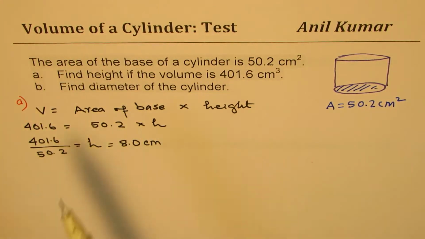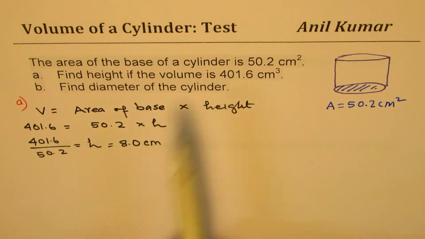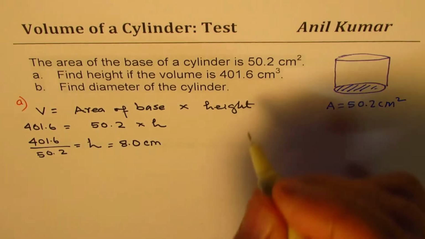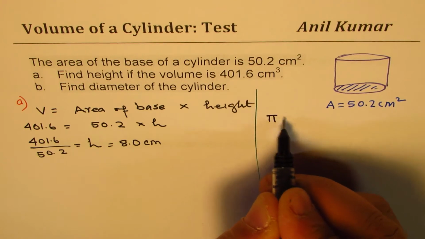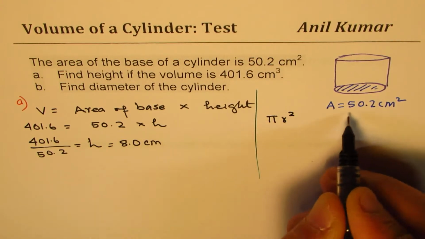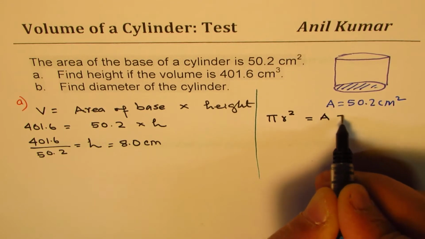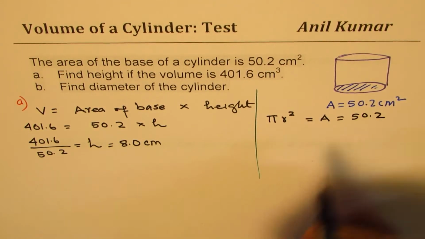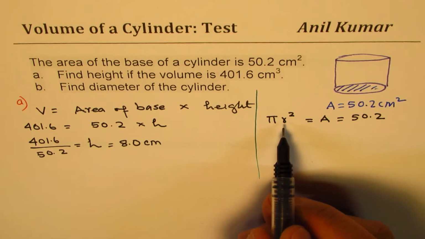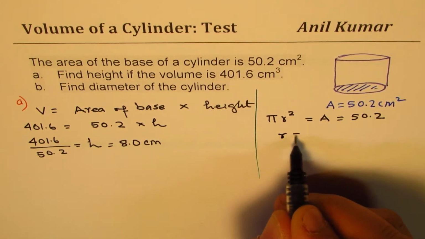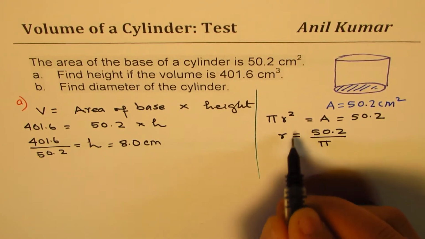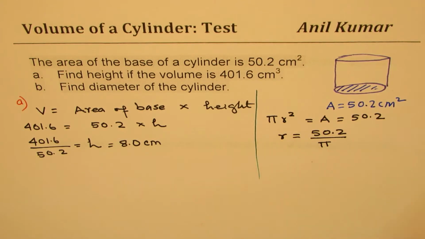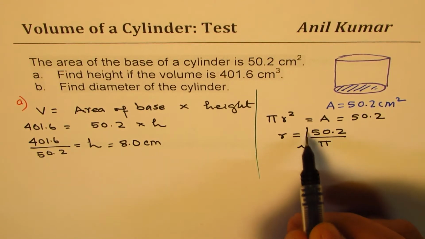Now let's do B, which is find the diameter of the cylinder. Now how do you find diameter? Well, for diameter we could use the area formula. Area is pi r square, right? So pi r square is area, which is given to us as 50.2. From here we can find r, the radius. So radius is 50.2 divided by pi, and then you have to square root it, right? So we can do square root of this.